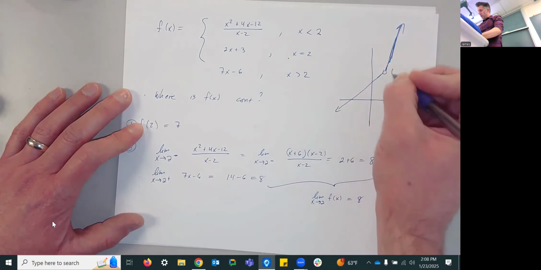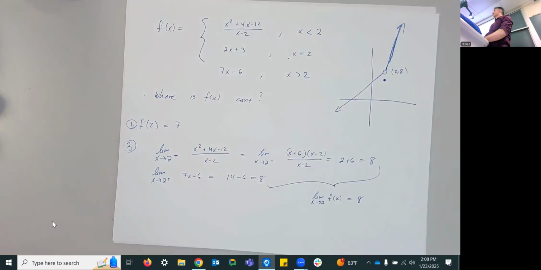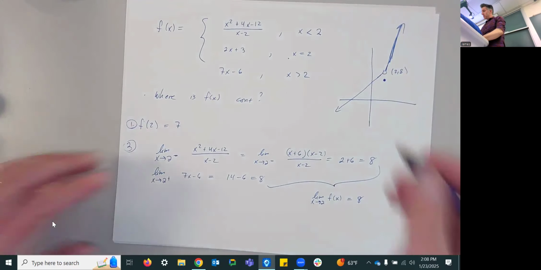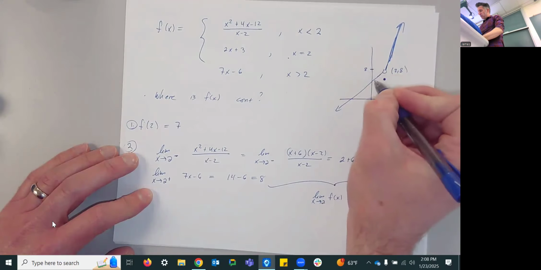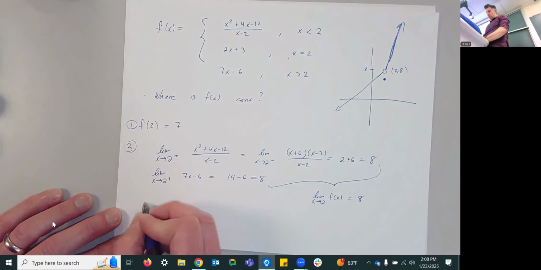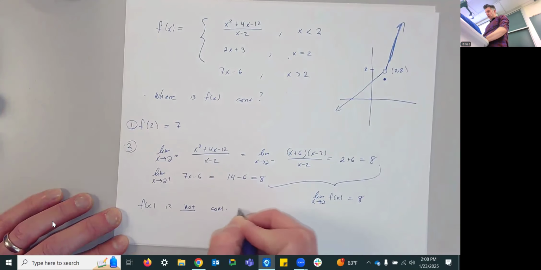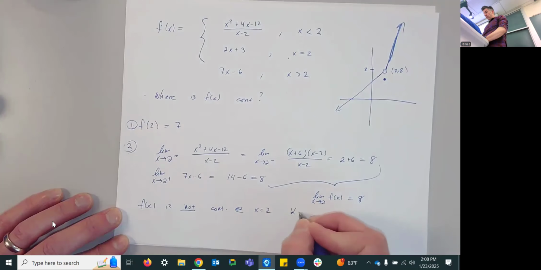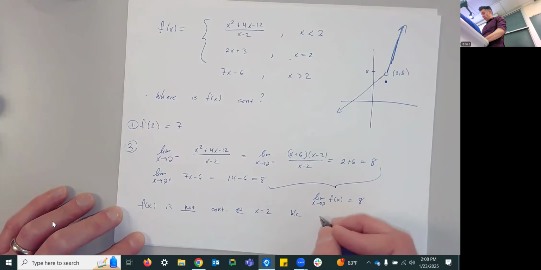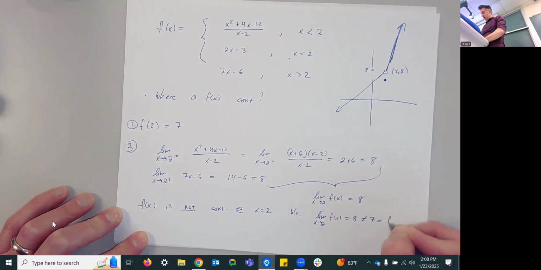Okay. And that's the point 2 comma 8, but then we actually have the point 2 comma 7. So that's what's happening here. The limit from the right and left match up. They're both equal to 8, but then the function value was 7, so we're sad. So we can say, great, f of x is not continuous at x equal to 2. Because although the limit and the function both exist, they're not equal to each other. The limit as x approaches 2 of f of x is equal to 8, which isn't equal to 7, which is equal to the function at 2.